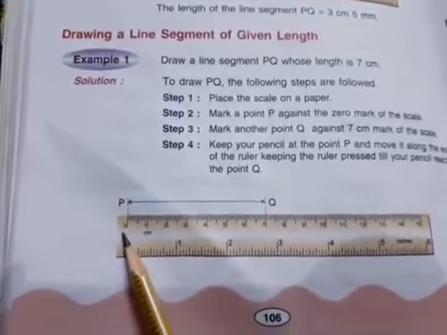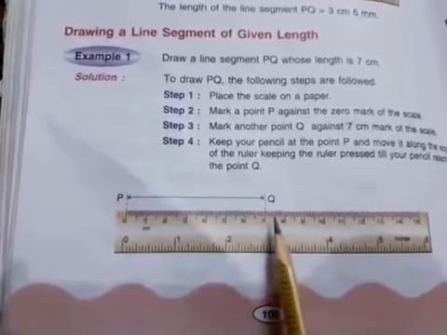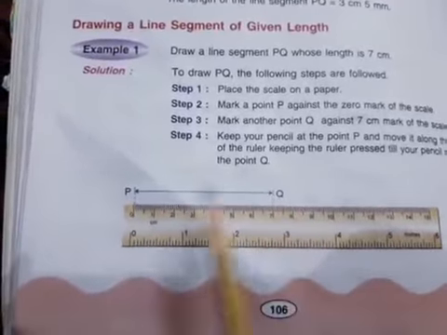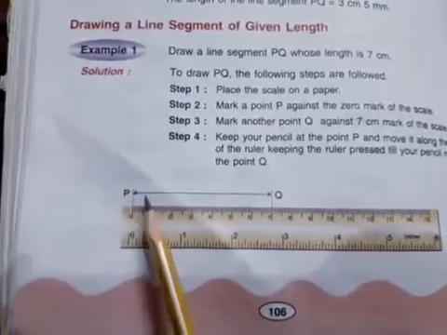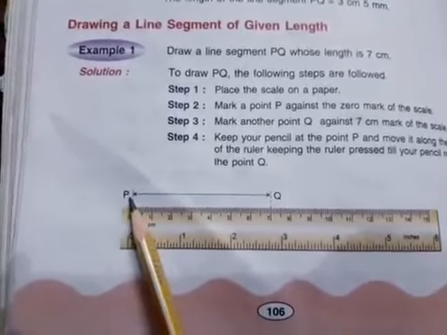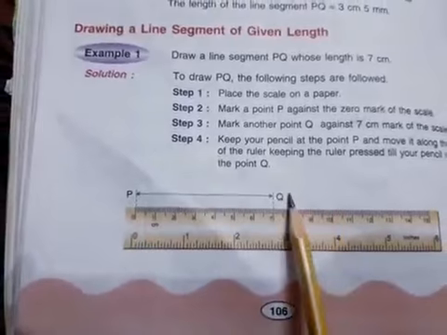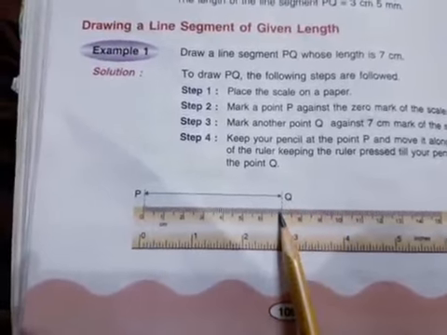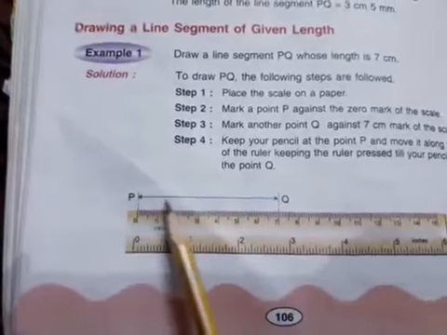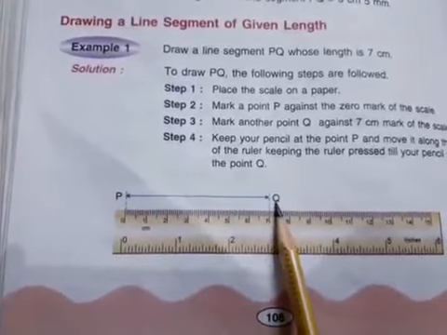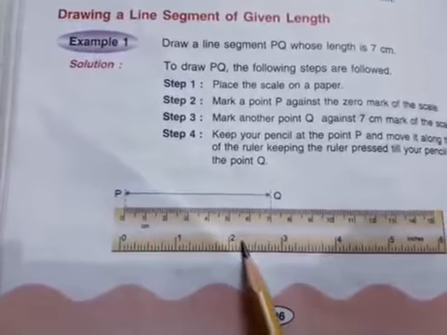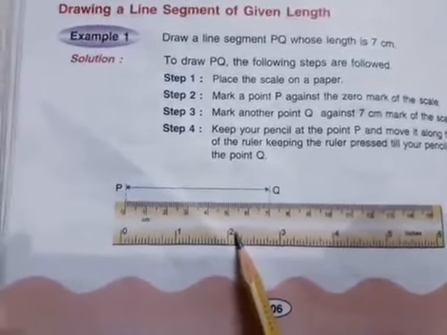We started from 0 and ended with 7. We marked P against 0 and Q near 7. So this line segment PQ is 7 centimeter. Now let us see our second example.